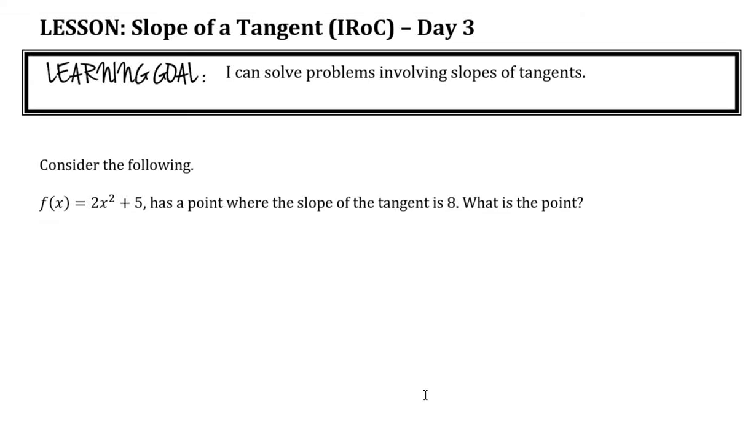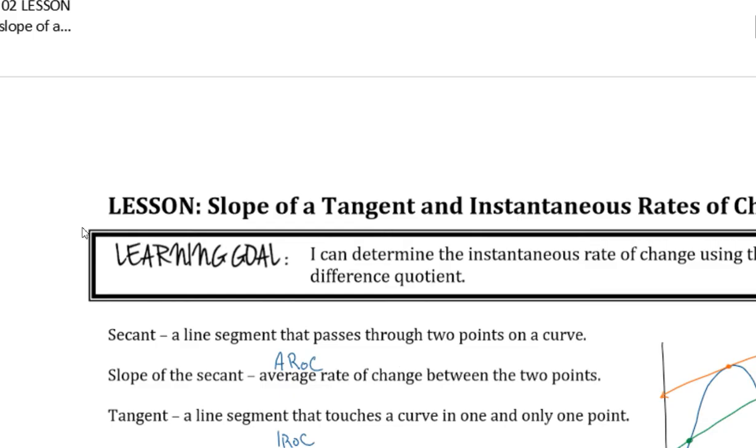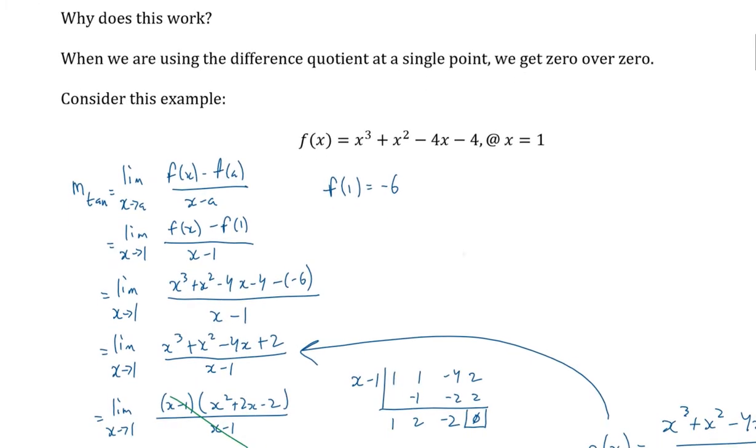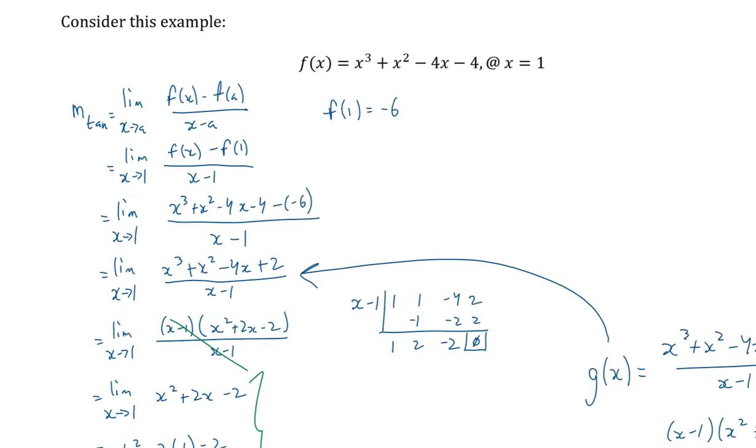Okay, so we're doing day 3 of slope of a tangent, and I want to start by just reviewing a little bit about what we've done so far. Here's what we've done. In the last lesson, we talked a little bit about why this works. I'm not going to get into those details again, but we looked at an example.